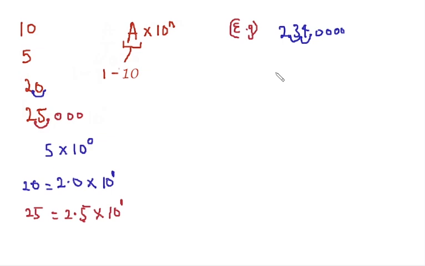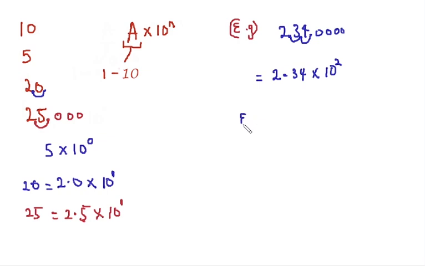In the standard form, our number is 2.34 times 10. The power of 10 in this case, since the point was moved twice to the left, is 2.34 times 10 raised to the power 2. So this is the standard form of this number.